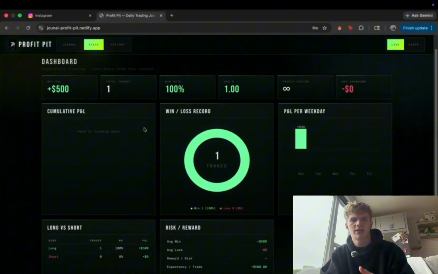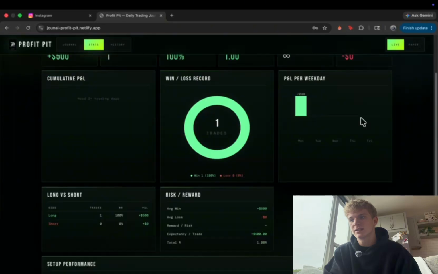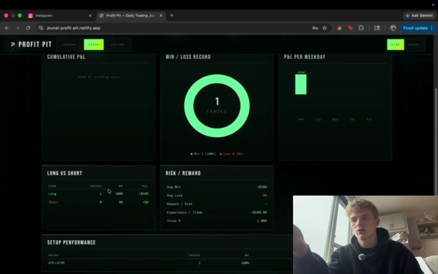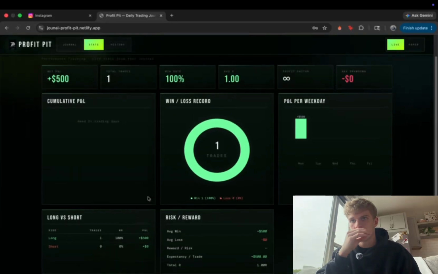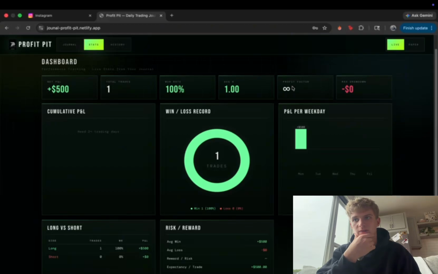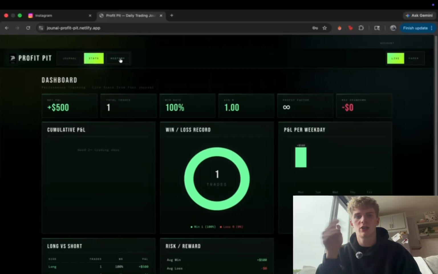And as you build up more stats, this page will completely transform for you. But this is the deeper stats, like how better do you do longing versus shorting? What's your average risk to reward? What setups do you prefer and what setups do better? Your P&L per weekday, your profit factor, and your average RR. I could add more to that. Let me know what you guys want.